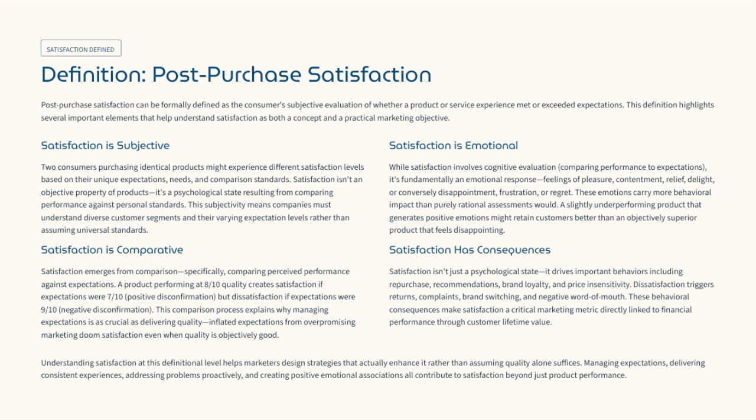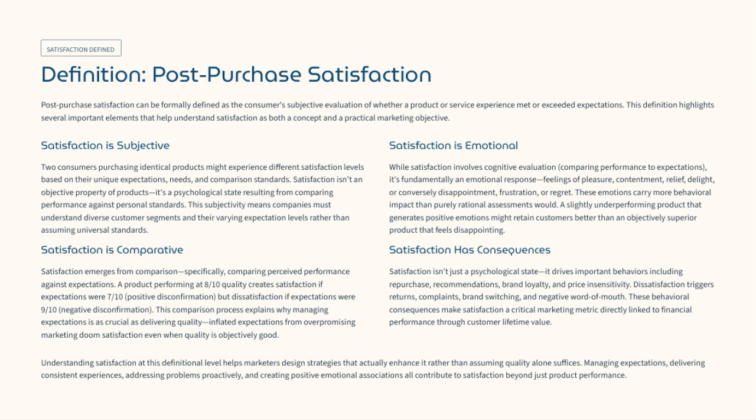Satisfaction emerges from comparison, specifically, comparing our perceived performance against our expectations. If a product performs at 8 out of 10 and our expectations were 7 out of 10, that's positive disconfirmation, and we feel satisfied. But if our expectations were 9 out of 10, then that same performance feels like a letdown, leading to dissatisfaction. This comparison process explains why managing expectations is just as important as delivering quality. Overpromising can inflate expectations, and when the product doesn't meet those heightened expectations, satisfaction can be compromised, even if the quality is objectively good.